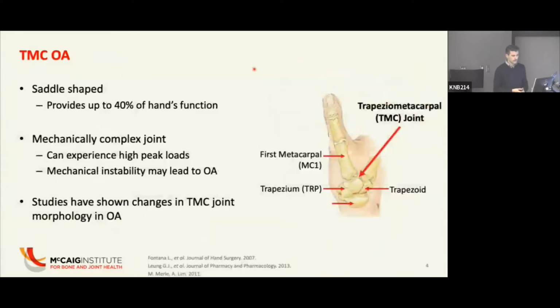So in particular, the TMC joint is of interest in hand osteoarthritis, as it is a very uniquely shaped joint, a mechanically complex joint, and some studies have even provided estimates of this joint providing about 40% of the hand's entire functionality. So that could be for gripping different things or pinching and so on. Another interesting fact about this joint is that it can experience very high peak loads. I believe about 10 times the force that you would exert at the tip of your thumb can be experienced at the TMC joint. And like many other joints, mechanical instability, whether that's ligament laxity or the shape of the joint itself, can lead to the development of osteoarthritis.